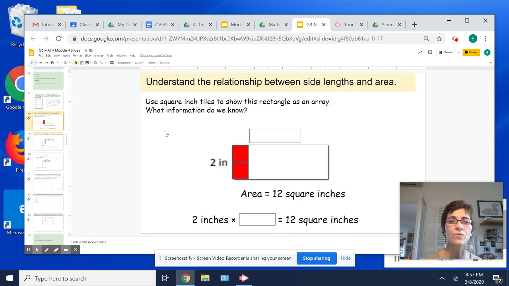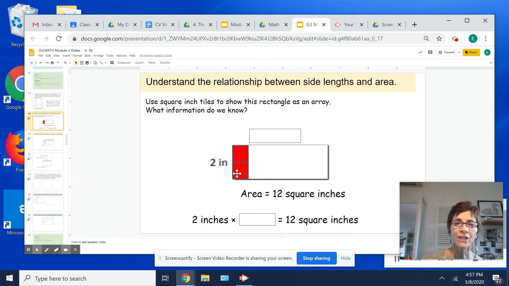All right, let's look at this one. Here it's a different situation. We have a rectangle, and we know one side. This time we have inches, okay? They're not centimeters, they're inches. That's a different unit. And we know that one side is 2 inches. We don't know the measurement of the other side. What we do know is that the area is 12 square inches. So how are we going to figure out the length of this side?